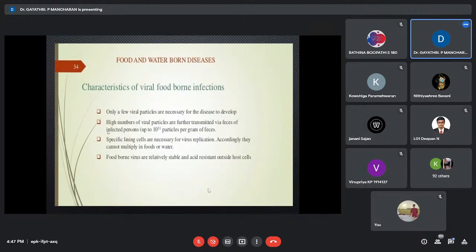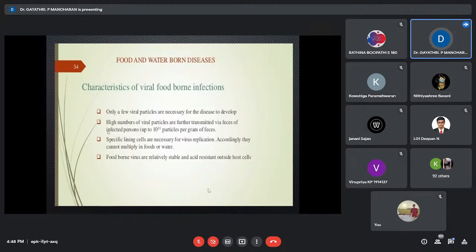So the characterization and pathogenesis: only a few viral particles are necessary. உதாரணமா bacteria 1 or 2 bacteria is enough, அதே மாதிரி few particles of virus is enough to develop a disease. High number of viral particles are further transmitted by feces in infected person. Once the person getting infected அப்படினா அவங்களோட feces எடுத்து டெஸ்ட் பண்ணி பார்த்தோம்னா அந்த வைரஸ் வந்து ரொம்ப மல்டிப்ளை ஆகி நிறைய இருக்கும்னு சொல்றாங்க. So specific living cells are necessary for viral replication. They don't multiply in food and water.